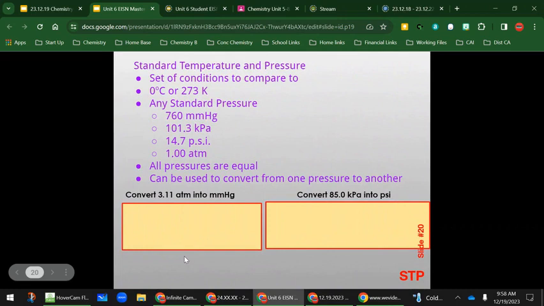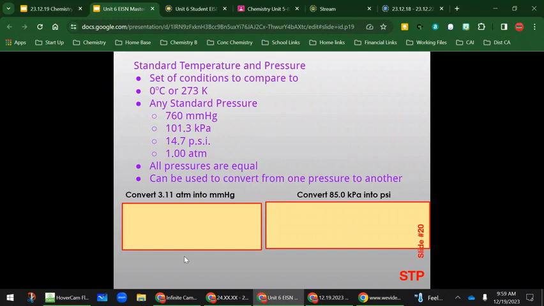Okay. So we talked about STP. We already told you about STP in the last unit. Here's what it is. STP is a set of conditions we can compare to. STP is 0 degrees Celsius or 273 Kelvin. That is the only temperature that STP is ever at. 0 degrees Celsius or 273. And it can be any standard pressure. Now, these are the 4 most common units, ladies and gentlemen.